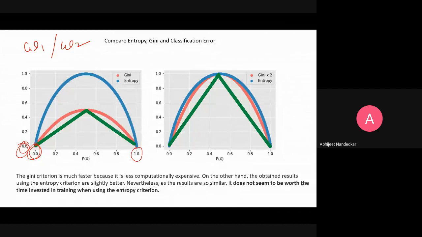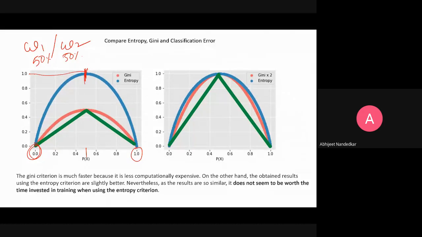Similarly, when all the samples belong to omega 1, so the probability of omega 1 is 1, then still there won't be any uncertainty, so entropy is again 0. So entropy becomes 0 in both the extreme cases, and entropy is highest when you have 50% omega 1 and 50% omega 2. If that is the case, then you get the highest entropy equal to 1.